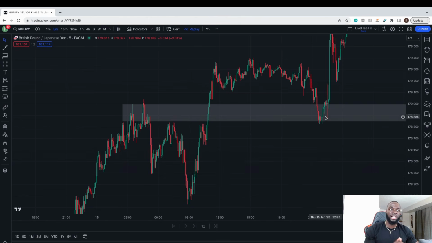So when it comes to identifying key levels, you want to look left. You want to collect your key level from 2 time frames above your execution time frame.